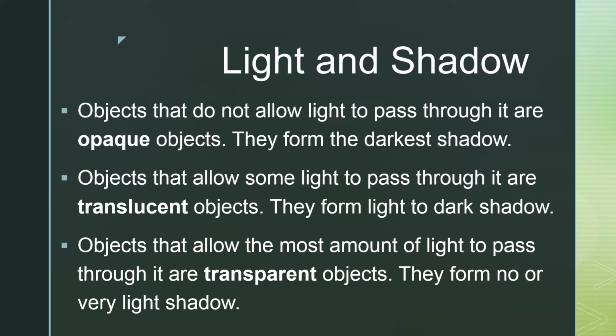Objects that allow some light to pass through it are translucent objects. These objects absorb and transmit light. They form light to dark shadows. Objects that allow the most amount of light to pass through it are transparent objects. These objects have the highest amount of transmission. They form no or very light shadows.